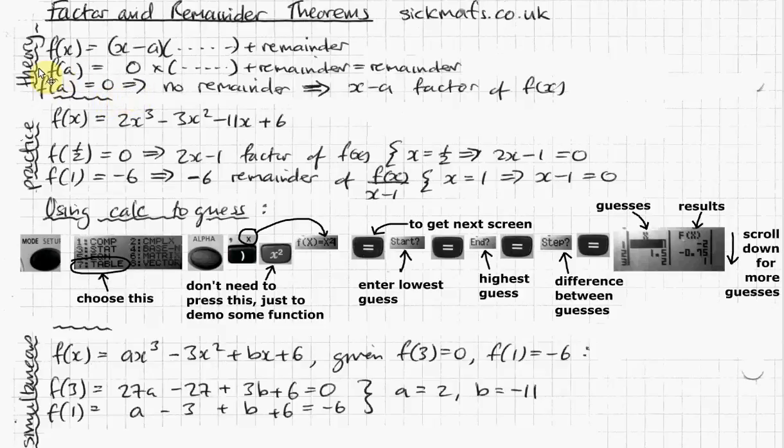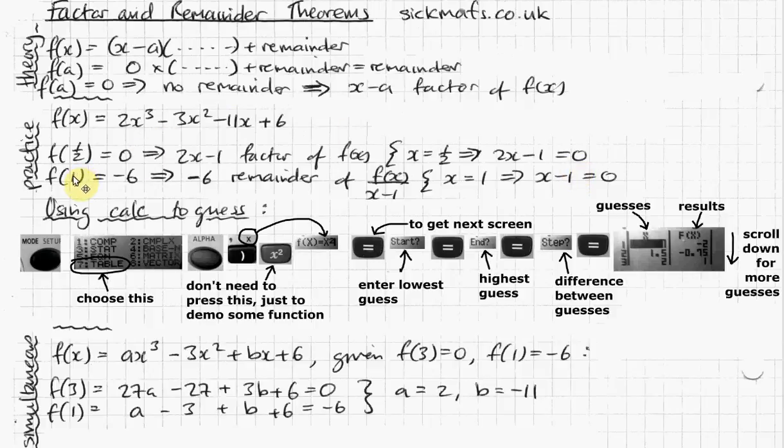Now, that's the theory done. Let's do a bit of practice, and it's really easy. If you've got a function f of x equals blah blah blah, and you substitute x equals a half and you get 0, so this is where the factor theorem comes in, that tells you that 2x minus 1 is a factor of f of x. How did I get 2x minus 1 from a half? x equals a half rearranges to 2x minus 1 equals 0, and that tells you what your factor is. You just have to rearrange it to make it equal to 0.